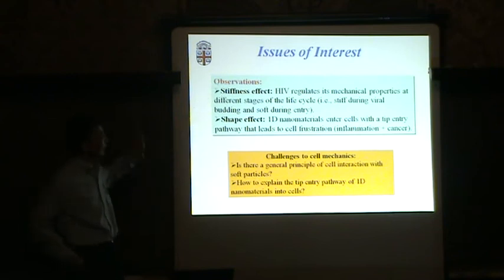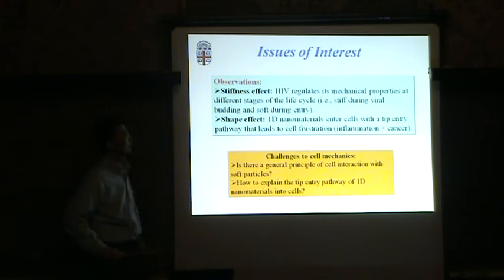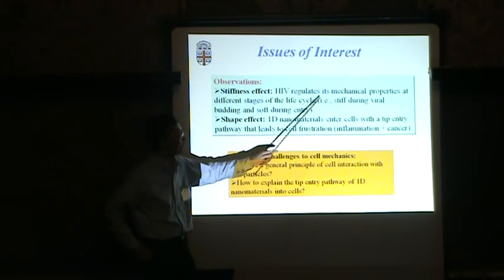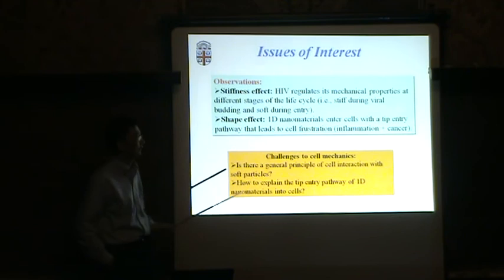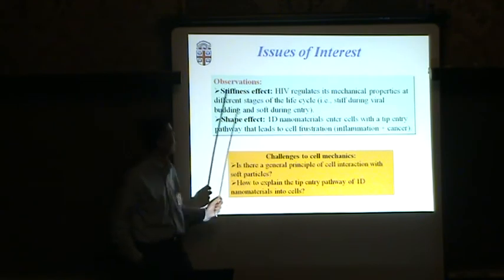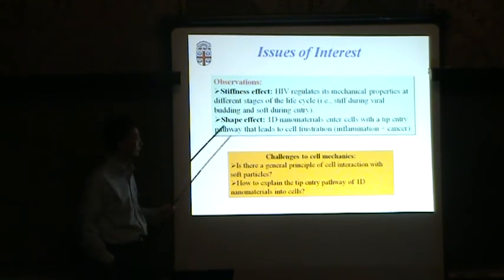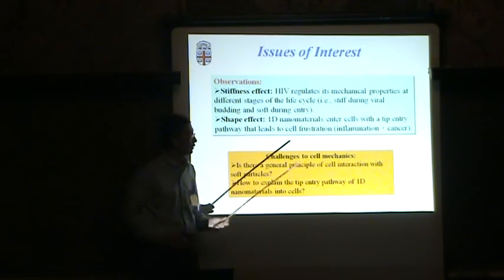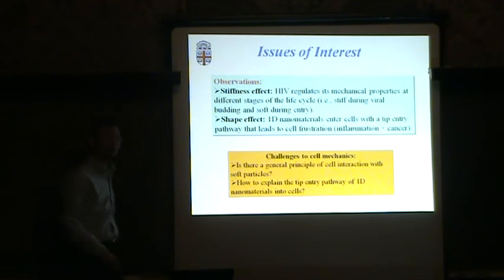So here I pose two questions. I'm going to try to tell you our story, a more recent story. One is this stiffness effect. It's been observed that HIV regulates mechanical property at different stages of its life cycle, for example, stiff during viral budding, and soft during entry. There's also a shape effect. 1D nanomaterial enters cells through the tip entry pathway that leads to cell frustration and inflammation.